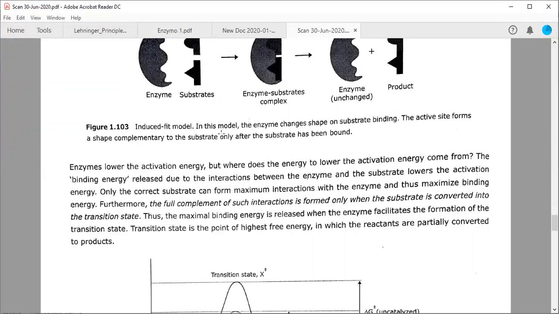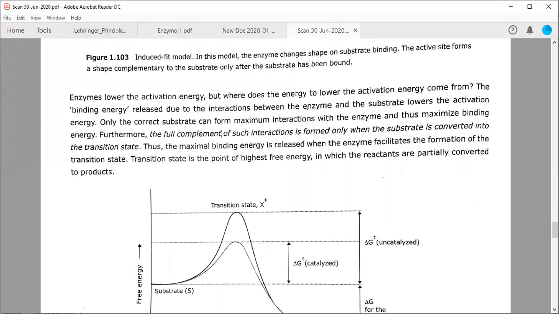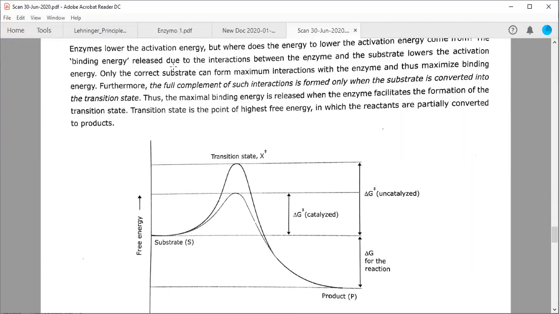Induced fit also does not say that the enzyme will change. It will remain as such. After the reaction, you can find that enzyme. There is not a significant change in the enzyme, only a conformational change during the reaction. So the enzyme lowers the reaction activation energy, and this we have already discussed, so that the transition state can be achieved more efficiently. The maximal binding energy is released when the enzyme facilitates the formation of the transition state.